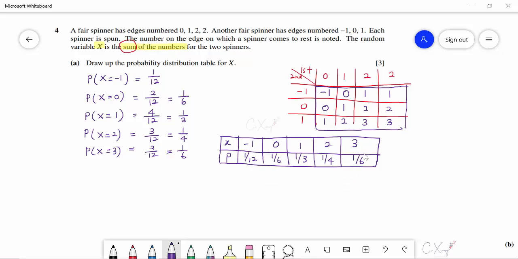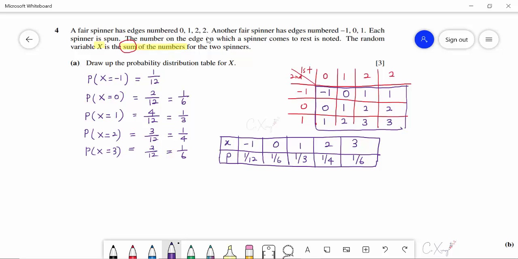If you want to double check whether your answer here is correct or not, one of the methods is to add up all the probabilities for all the values of x and see whether it is equal to 1 or not. If it is equal to 1, that means very likely your answer is correct. But of course, if you total up and the total is not equal to 1, that means your answer is definitely wrong somewhere.